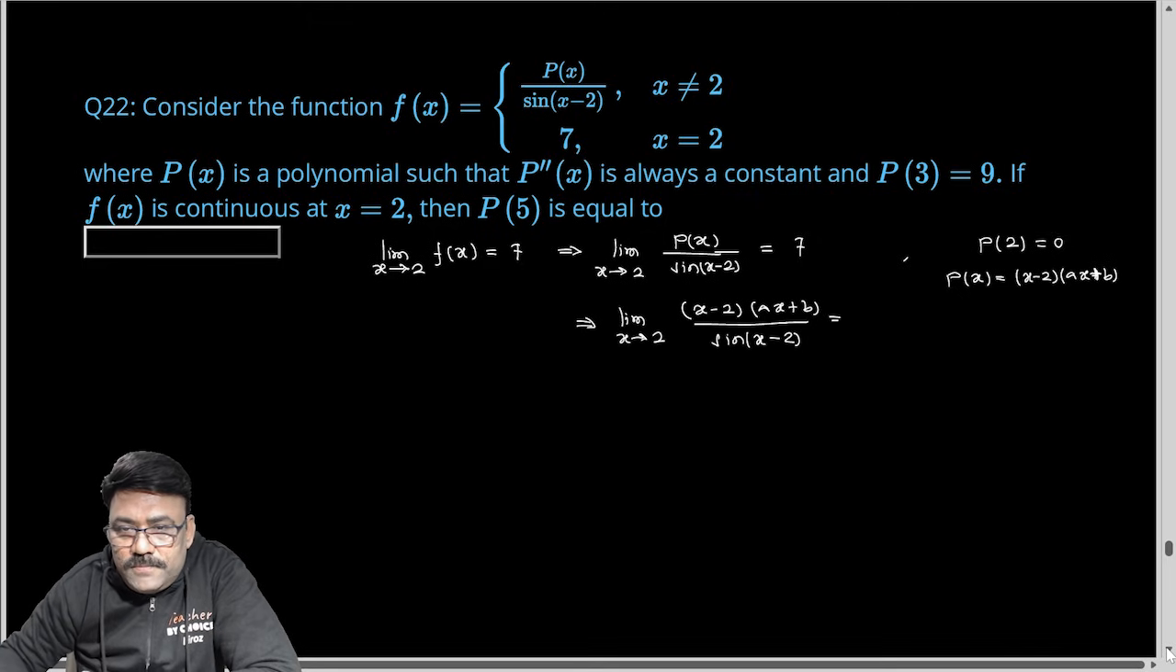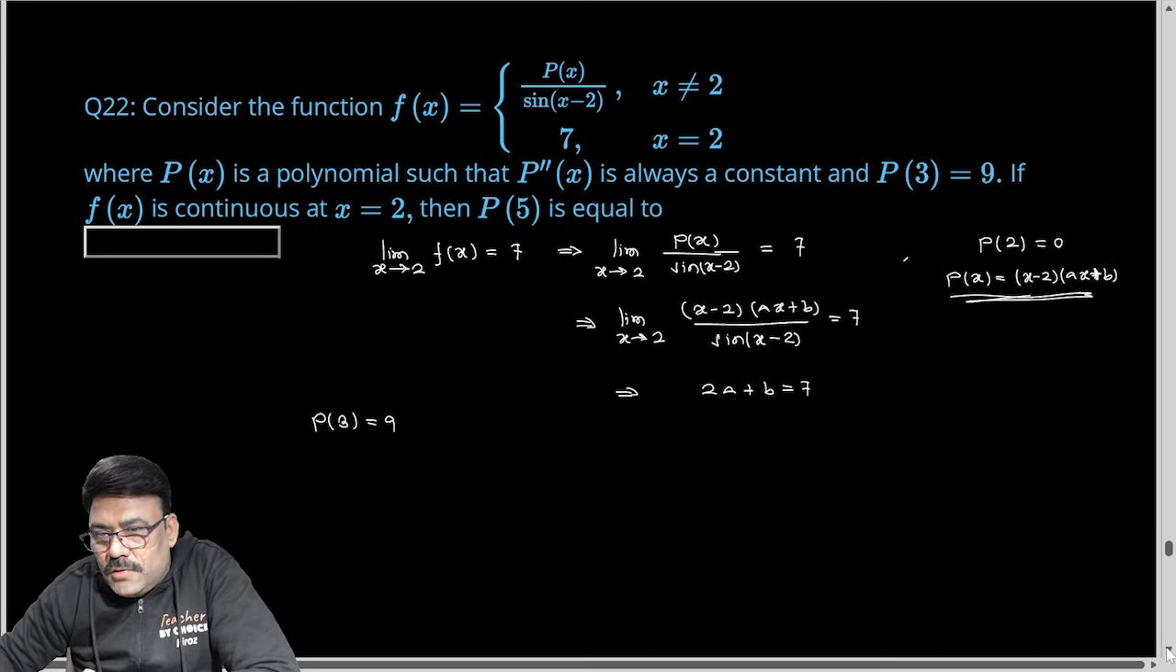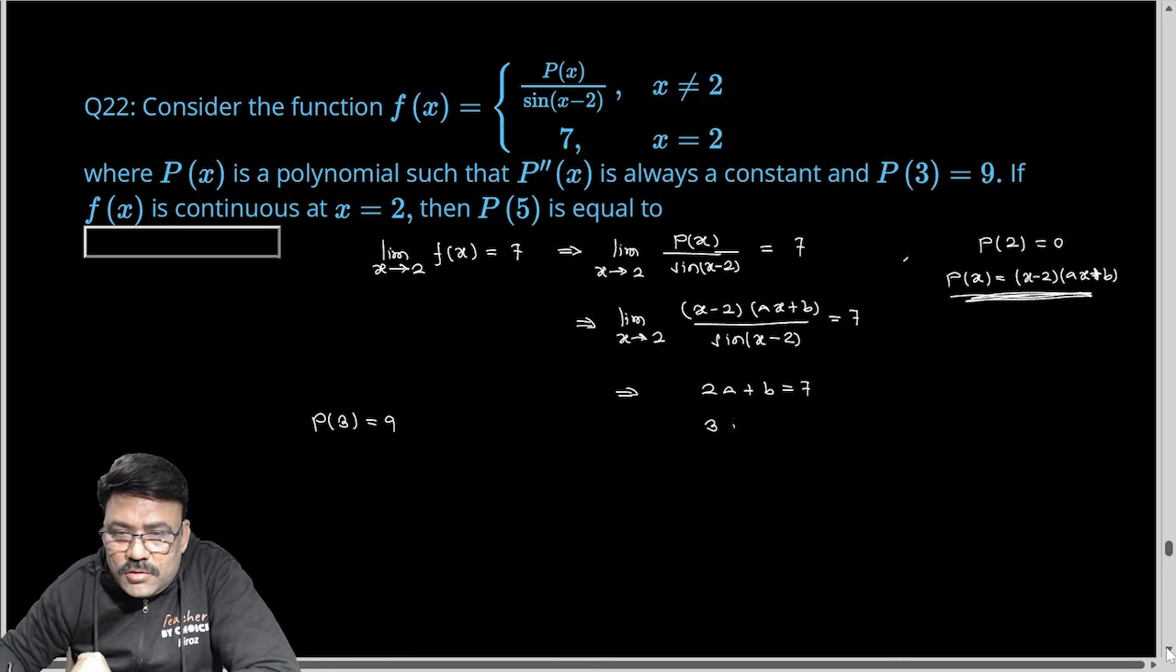This is 7. Now theta over sin theta is 1. And when you put x equals 2, you will get 2a plus b equals 7. One more piece of information is given: P(3) is 9. From here, P(3) will be 3a plus b. You can check, put x equals 3. So 3a plus b is 9.